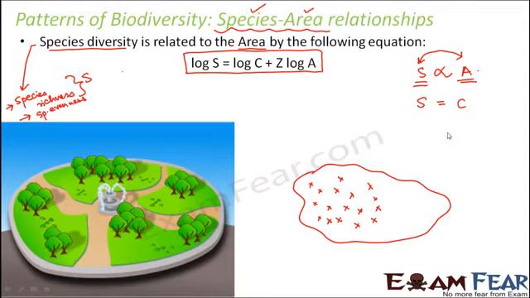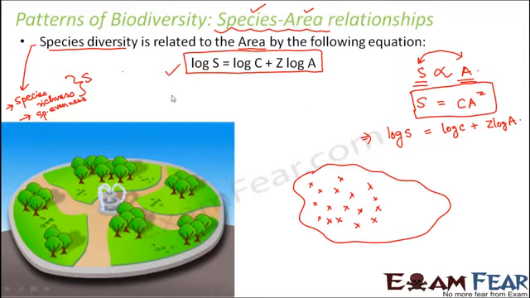So that constant is C, and it has been observed that the relation between S and A is exponential. So this is S = CA^Z. This is the actual relation between species richness and the explored area. So what do we see here? In the same equation, if you take log on both sides, you will get log S = log C + Z log A. This equation is the same as the earlier one.